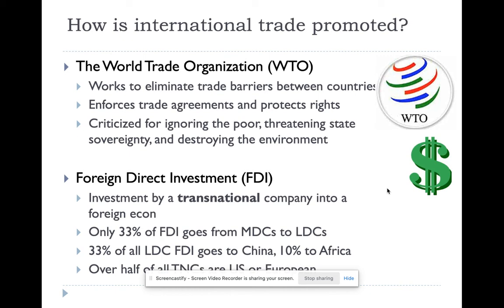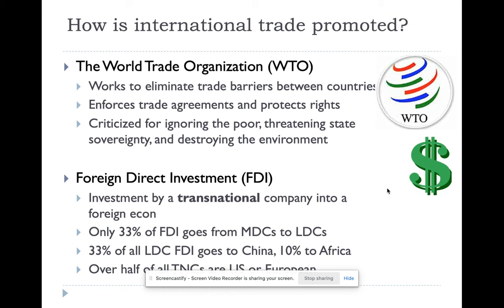Right. Another way to promote international trade is direct foreign investment, or foreign direct investment, or FDI. And that's when a transnational corporation comes into a foreign economy and boosts that up. Right. The good news is that you do see that happening from MDCs to LDCs, but keep in mind that most transnational companies aren't based in LDCs or developing countries. They're based in the developed places, right? And so these developed places tend to trade within each other, right? They don't necessarily always branch out.